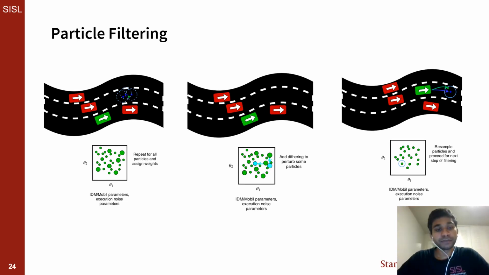So we now similarly repeat the process for all the particles in our parameter belief. And we end up with a set of weighted particles, as shown in the picture in the middle. And we add some dithering noise to perturb them. This is standard in particle filtering. And as shown in the picture on the right, we then resample from this new set of particles and move the vehicle forward one step in time and repeat the whole procedure.